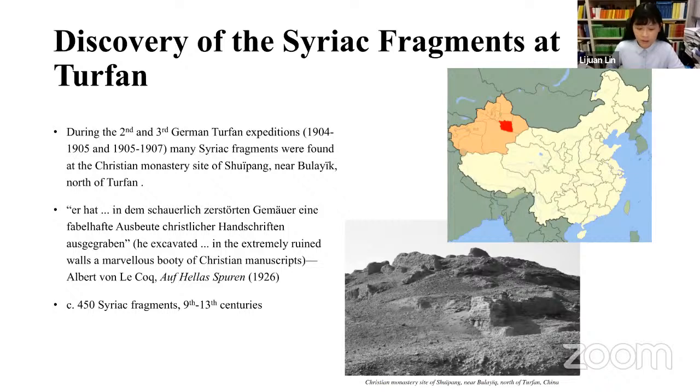At the very beginning of the last century, four German expeditions to Turfan were conducted. And in these expeditions, especially in the second and third expeditions, many Syriac fragments were found at the monastery site of Shuipang, near Bulayiq, north of Turfan.